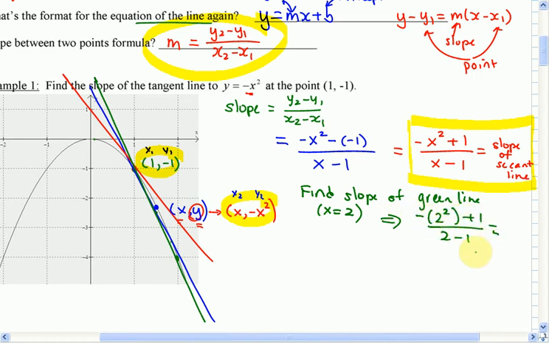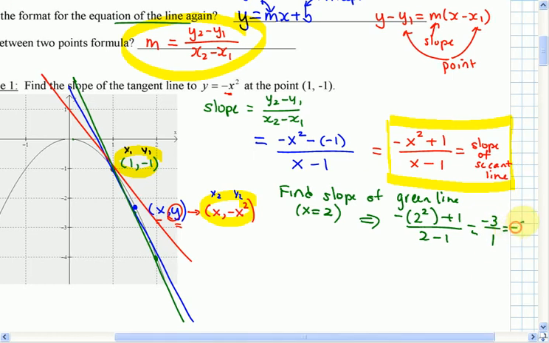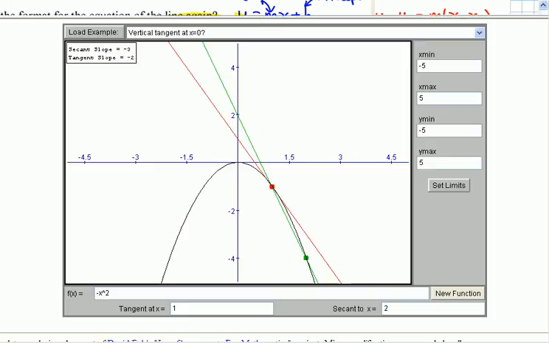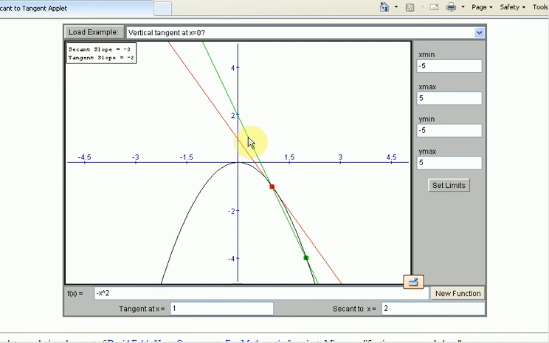What do we get here? Help me calculate. 2 squared is? 4. So -4 plus 1 is? -3. So -3, 2 minus 1 is? 1. So this whole thing here has a slope of -3. And this is what I believe this graph also says. I don't know if you can see it over here. Secant slope, you see that? -3. Once again, is this a good estimate?